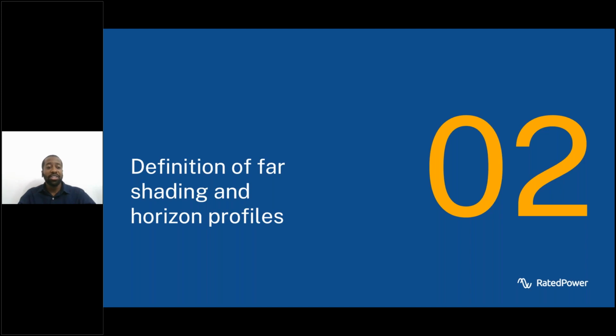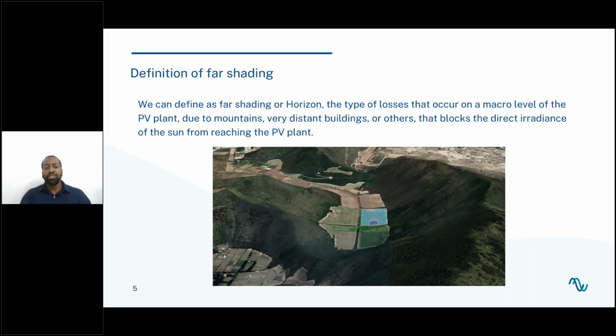So starting with the definition of far shading and horizon profiles. We can define far shading or horizon as the type of losses that occur on a macro level of the PV plant that can be due to mountains, very distant buildings, or others that could be blocking the direct radiance of the sun from reaching the PV plant. And so we have here an example. You can see here that our PV plant is right here in the middle, and on both sides, left and right, we have some mountains. Those mountains will actually cause some shading to our PV plant.